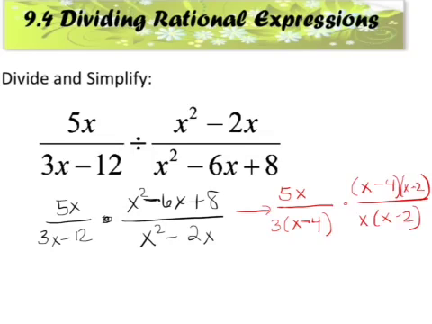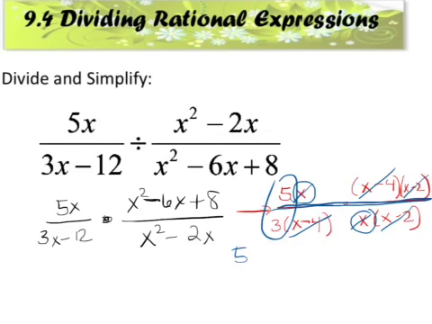Once I have everything factored, I've looked for greatest common factors, trinomials, any other special types of factoring. Now I'm ready to cross out the things and simplify, because I know that when I multiply it becomes one great big fraction. And so I can start crossing out. I have an x minus 4 and x minus 4, x minus 2, x minus 2, and I have this single x. Those will cancel, and I'll find that all I have left is 5/3.